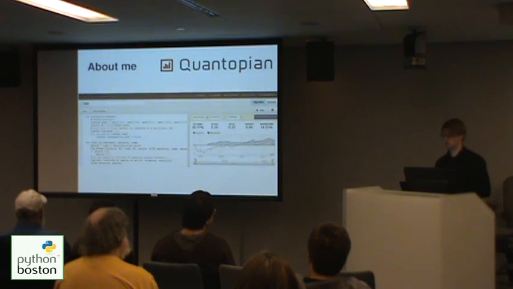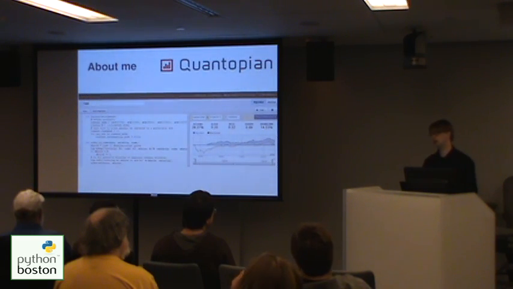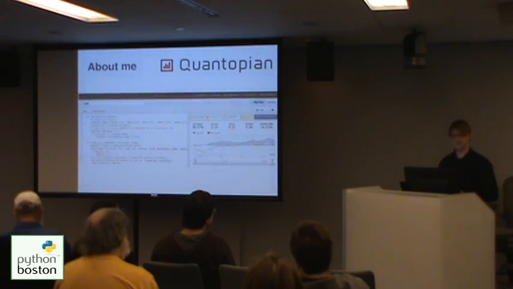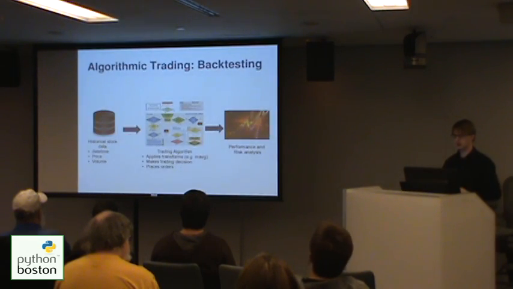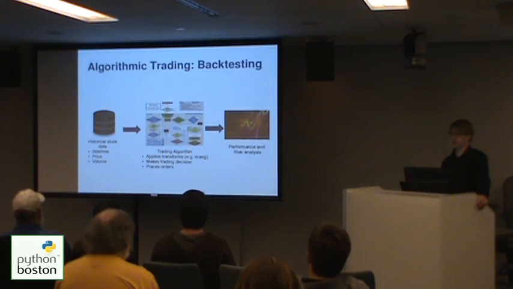At first I'm going to talk about Zipline and what that can do standalone, and then I'm going to do a demo of Quantopian and see how that basically leverages the power and makes the access easier. So first of all, what is algorithmic trading and what is backtesting?